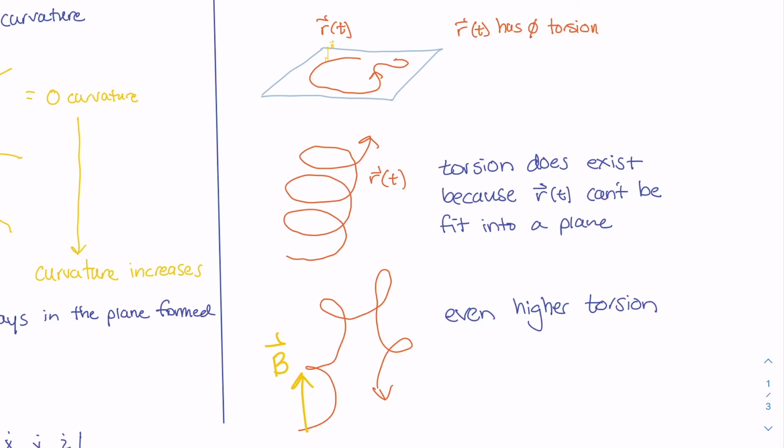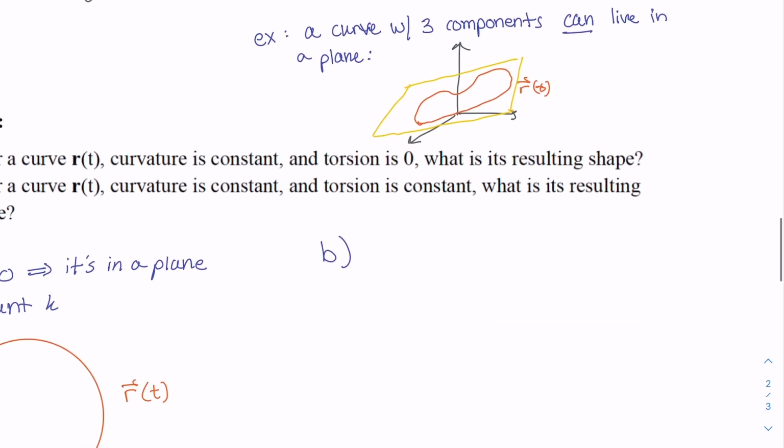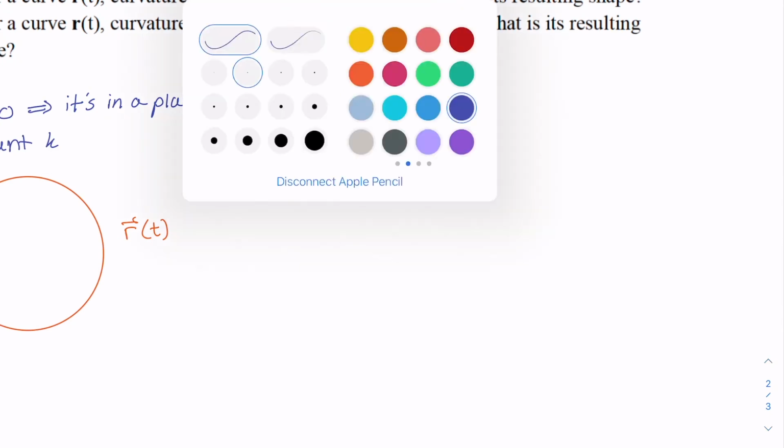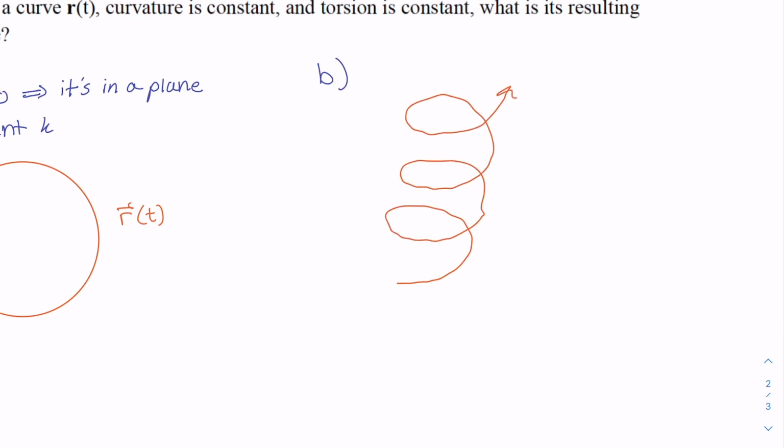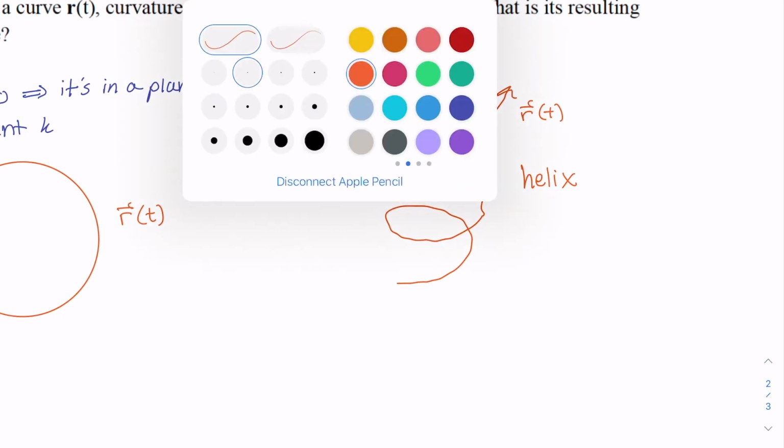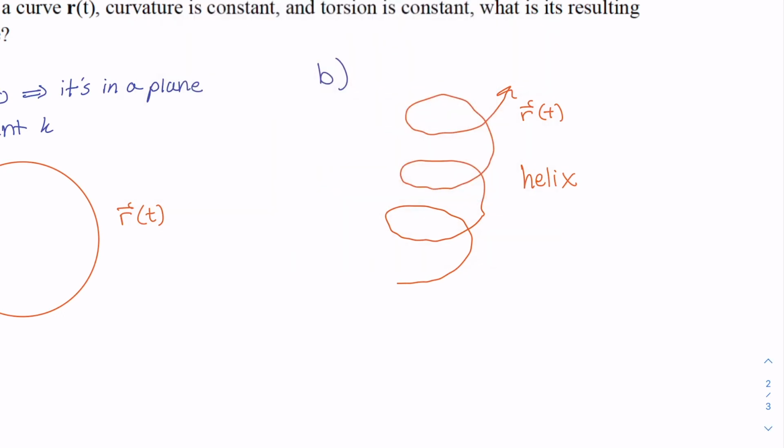That's actually going to result in our helix shape. So that would be our helix that we've seen so much. So a helix has constant torsion and curvature.